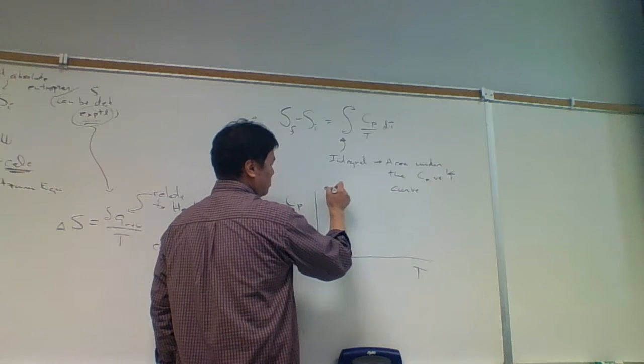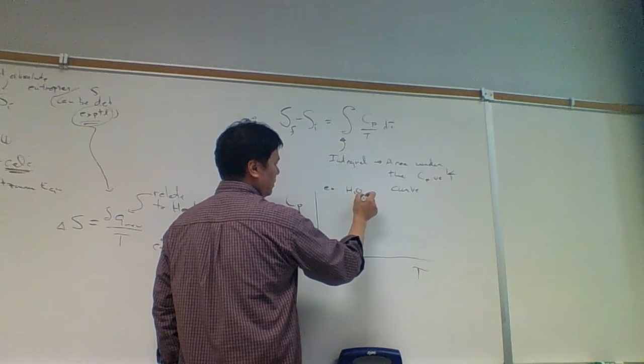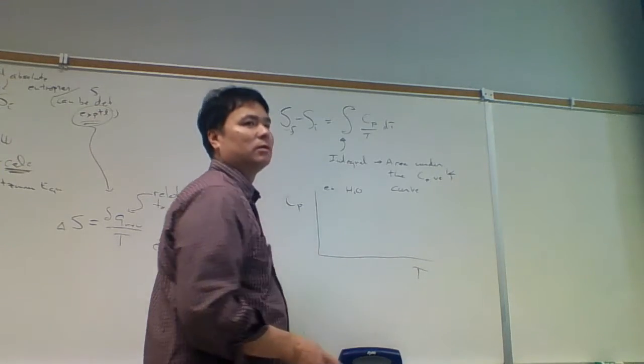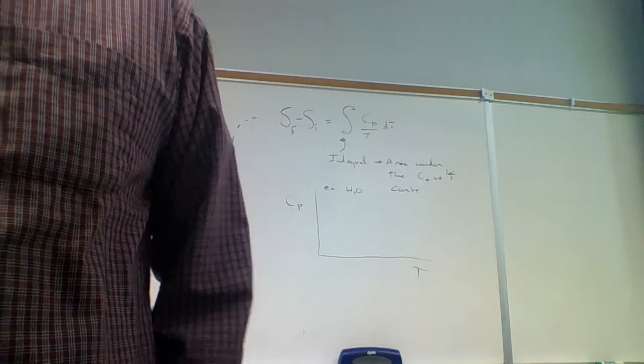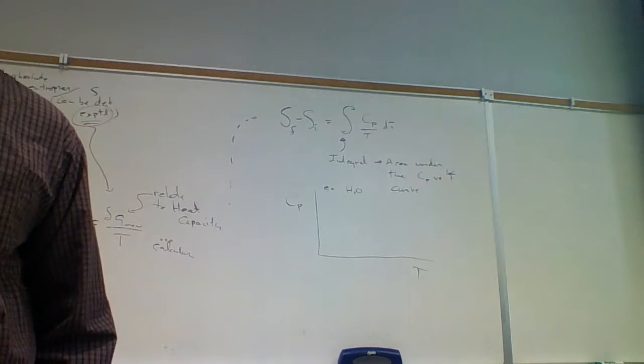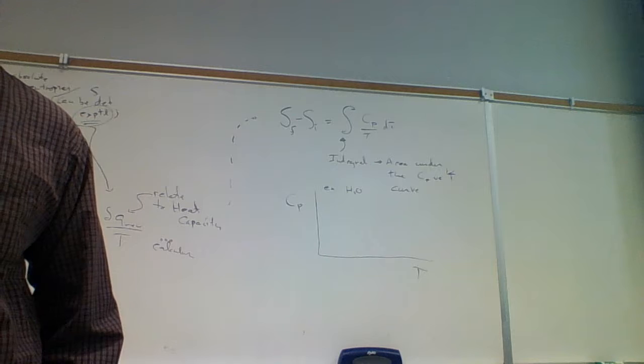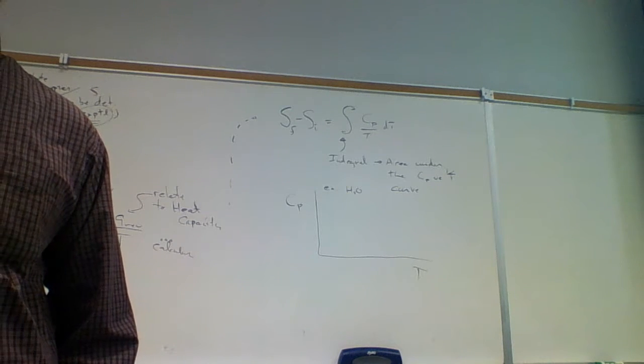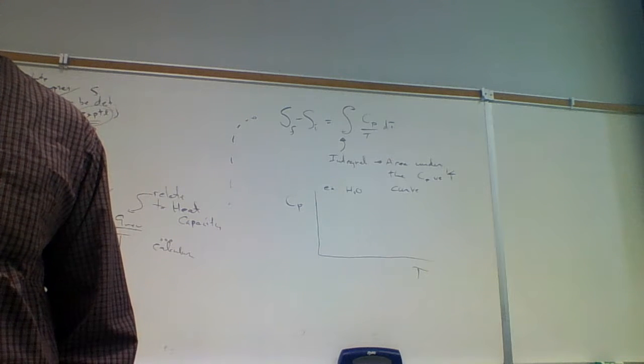An example of this would be water. If I do H2O, and I start measuring the heat, what is the heat capacity of water, by the way? Do you know? 4.18. That's the heat capacity for liquid water. 4.18 joules per gram degree C. Since the units are joules per gram degree C, we would call it a specific heat.